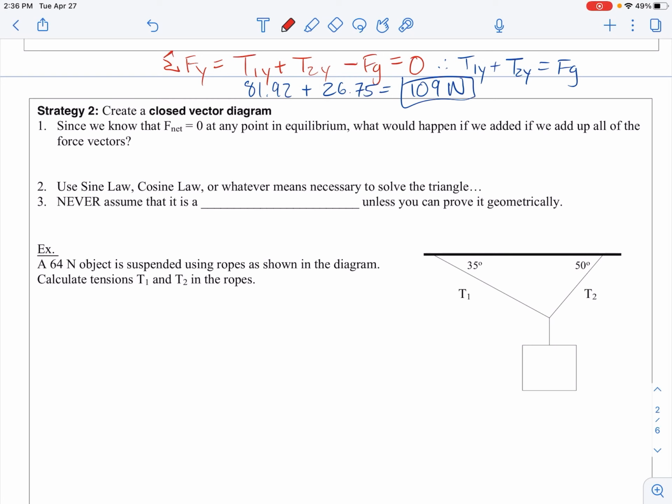All right, strategy 2, we'll be looking at a closed vector diagram. The key thing here is that if our net force is 0, then that essentially means that all of our vectors added up are going to add up to 0. So all our vectors add up to 0.